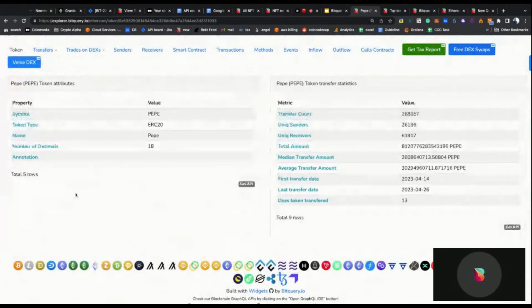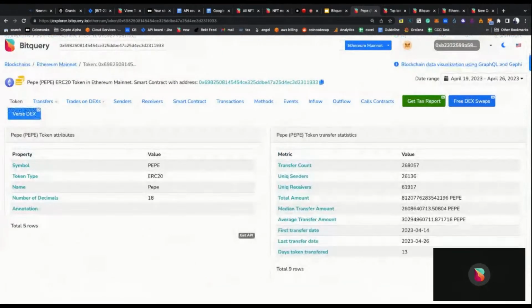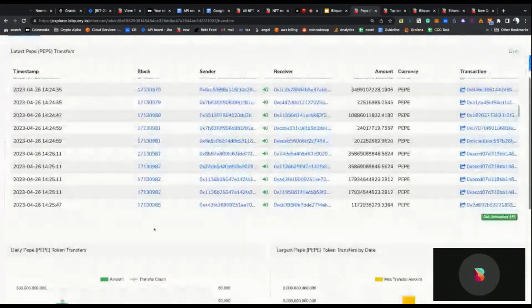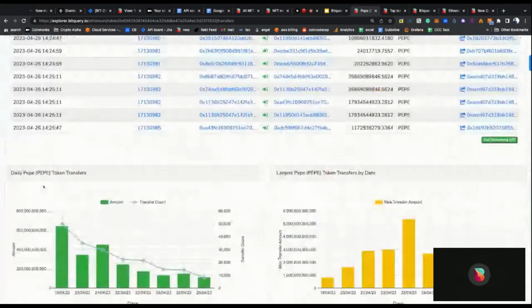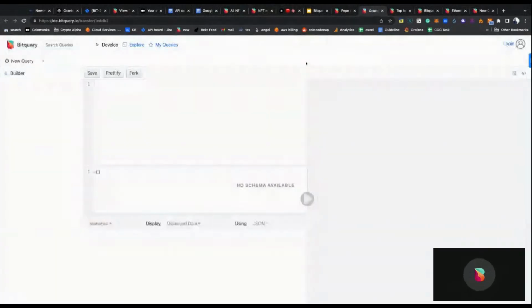This way, when you're getting started, you don't need to write the GraphQL. You simply search data on Explorer, open the Get API button, see what API is getting the data, and change it accordingly. Let's say if you want to see transfer-related stats, for example, this is recent daily PEEP token transfers. You see how many tokens are getting transferred over time, and for example, let's open it.